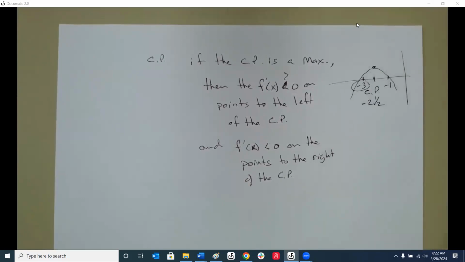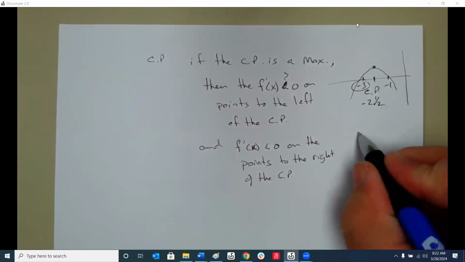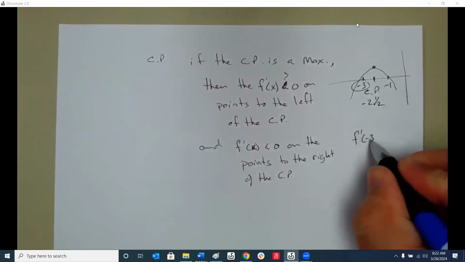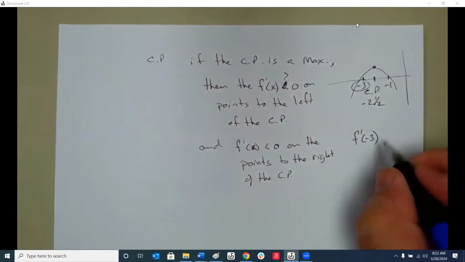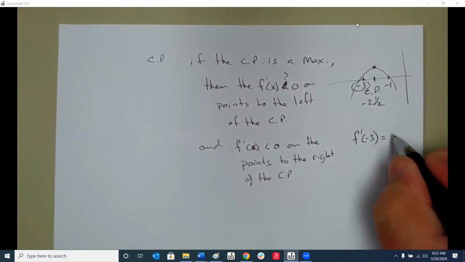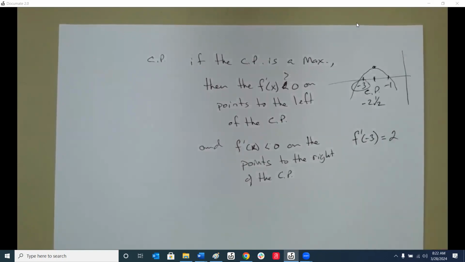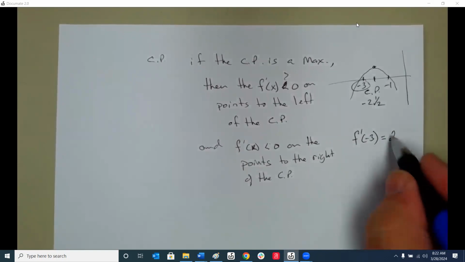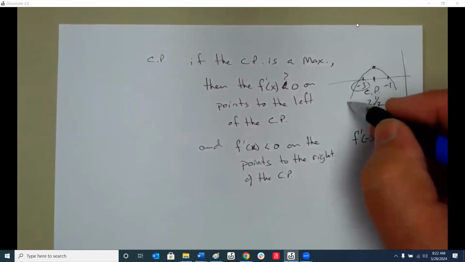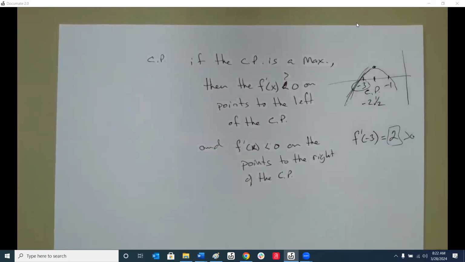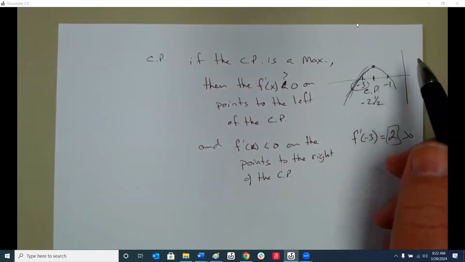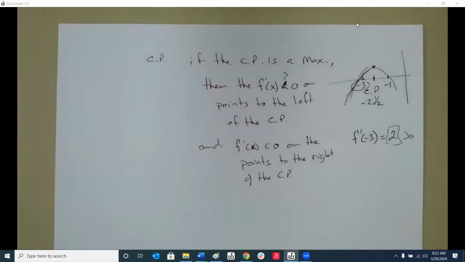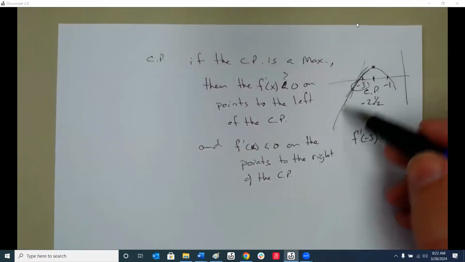So we say pick -3. Plug -3 into the first derivative function, and we should get a positive number, say 2. Since it's positive, it's greater than 0, we know it's increasing. That means all points, since we only have one critical point, all points to the left of it, in this case, are going to be positive because the slope is positive.